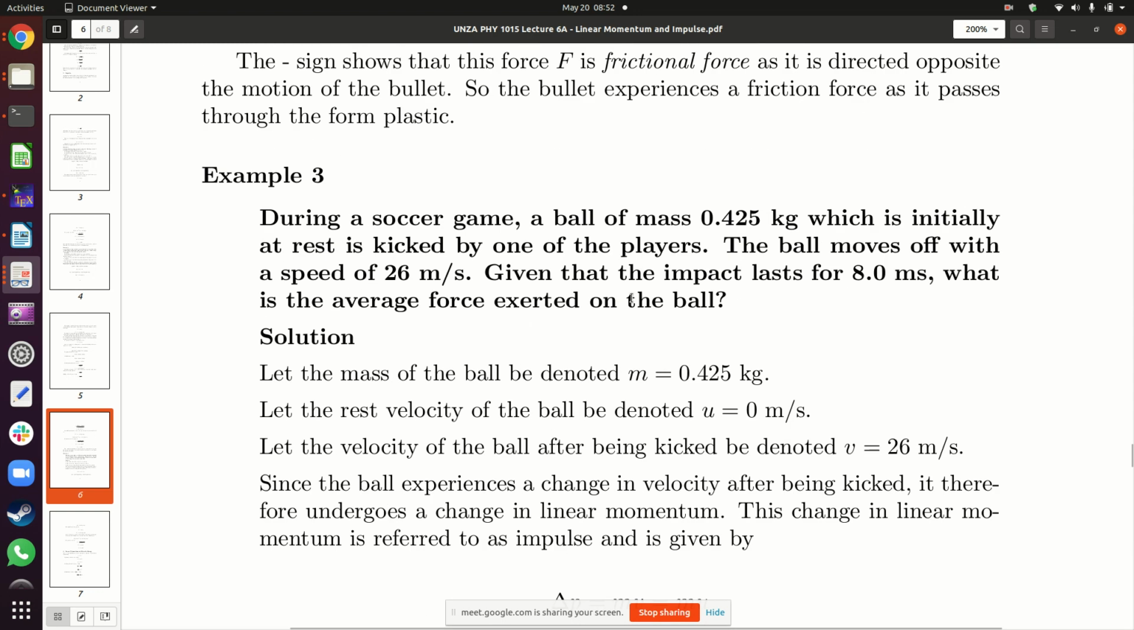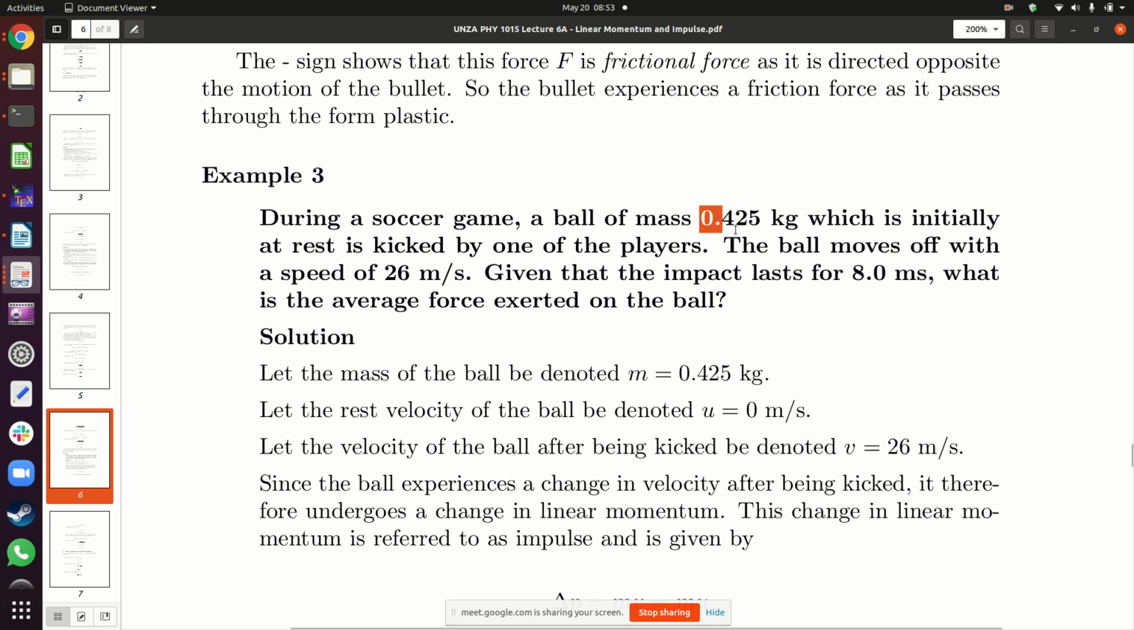Another example here, example 3. During a soccer game, a ball of mass 0.42 kg, which is initially at rest, is kicked by one of the players. The ball moves off with a speed of 26 meters per second. Given that the impact lasts for 8 milliseconds, what is the average force exerted on the ball?